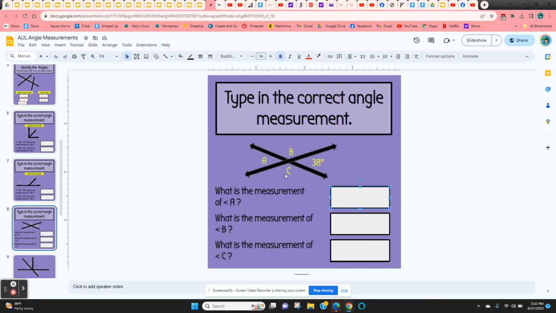What is the measurement of B? Well, we know B and 38 degrees are supplementary, so they just have to take 180 and subtract 38. And then to find C, if they know what B is, C is going to be exactly the same because they're vertical.